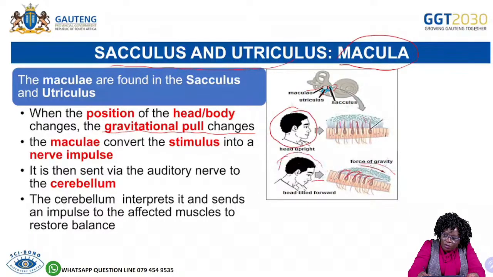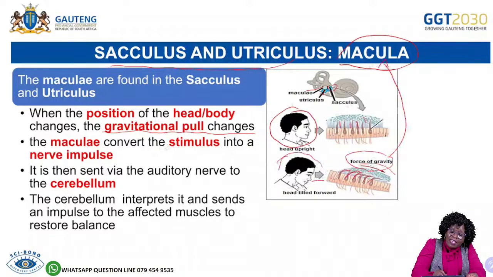And this is now the force of gravity, which is going to trigger what? It's going to trigger the macula. And the macula now will do its function. The function is converting the stimulus into a nerve impulse, and this is sent via the auditory nerve to the cerebellum, and the cerebellum interprets it and sends an impulse to the affected muscles to restore balance.